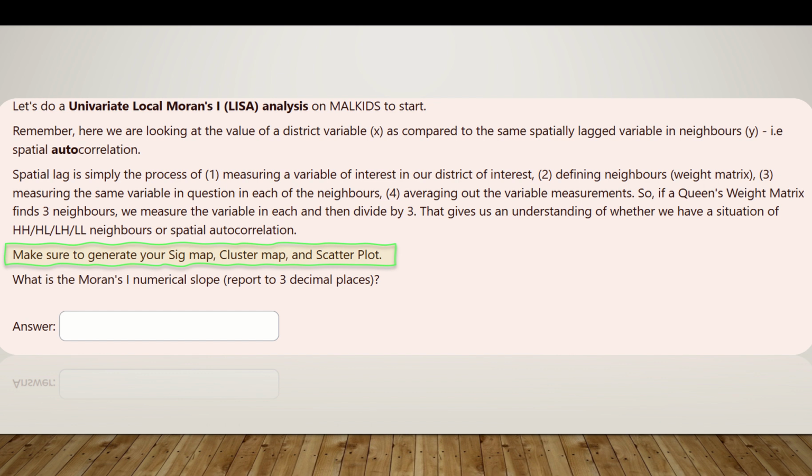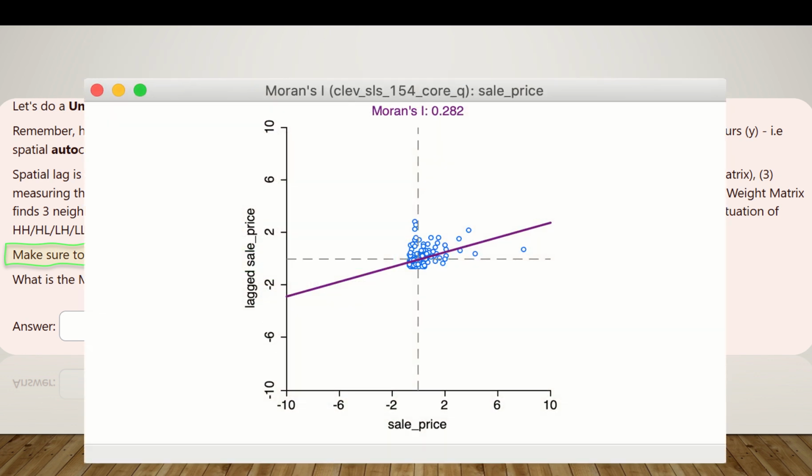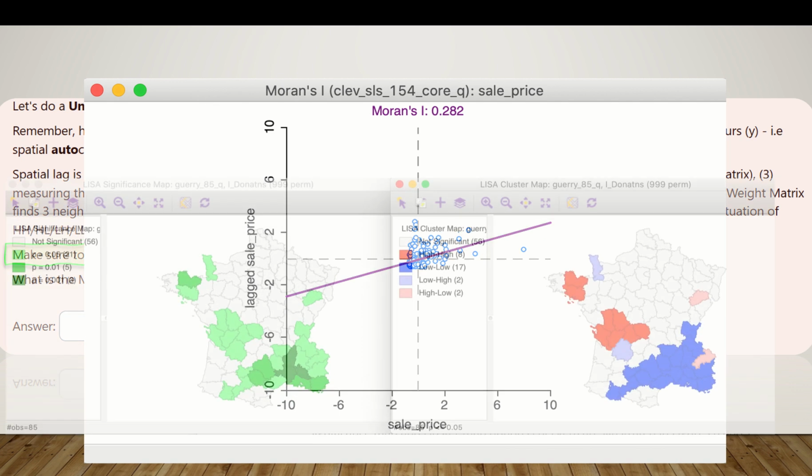So of course, as you can see up there, the variable in this case is going to be mal-kids. So you're going to be doing the univariate LISA using the mal-kids variable. Create your significance map, cluster map, all those things, and answer below, what is the Moran's I numerical slope up to 3 decimal places? So there's an example of the Moran's I scatter plot right there. So there's the Moran's I. In this case, it'd be 0.282.